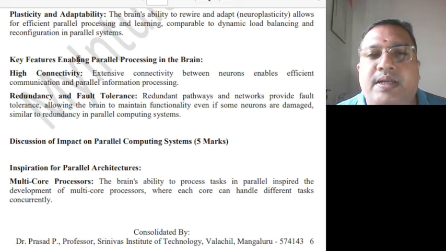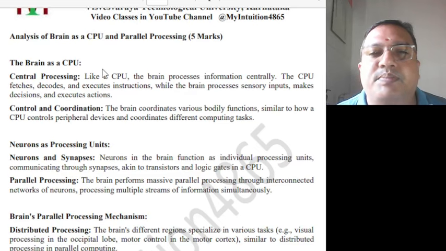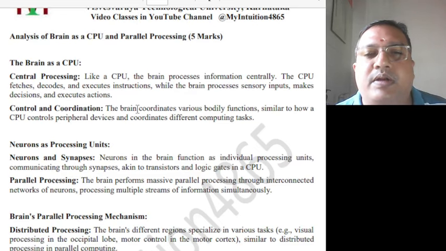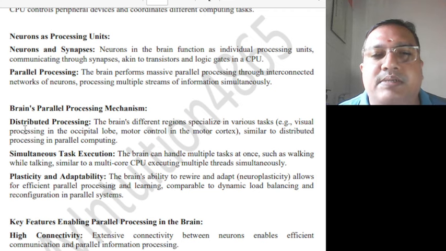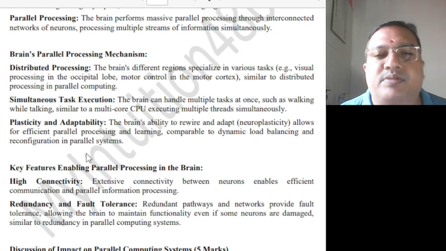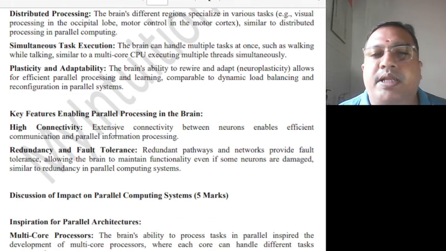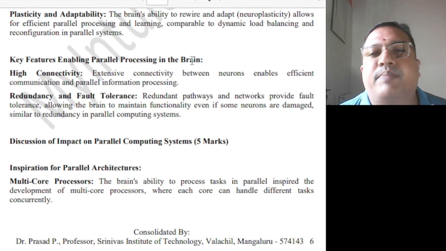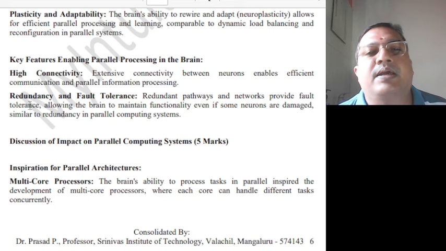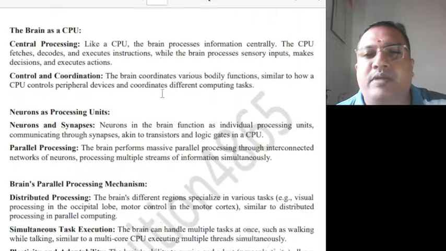That is about the 5 marks: the brain as a CPU, central processing, controller and coordination; neurons as processing units, neurons and synapses; parallel processing, the brain's parallel processing mechanism, distributed processing, simultaneous task execution, plasticity and adaptivity. These are the main points that a student has to record, which they can do very easily. And the key features enabling parallel processing, that is high connectivity, redundancy and fault tolerance. These are the things which are connected to the 5 marks.